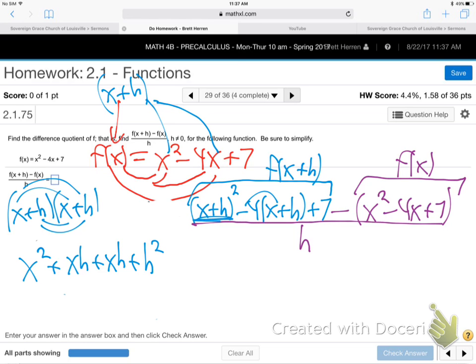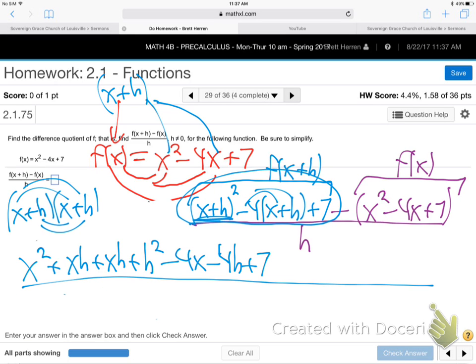So then this distributes: minus 4x minus 4h plus 7. So that's all this is. And now for the other part, the minus x squared plus, I'm distributing this minus sign now, minus 7, all over h. Is that good? You see all that mess?